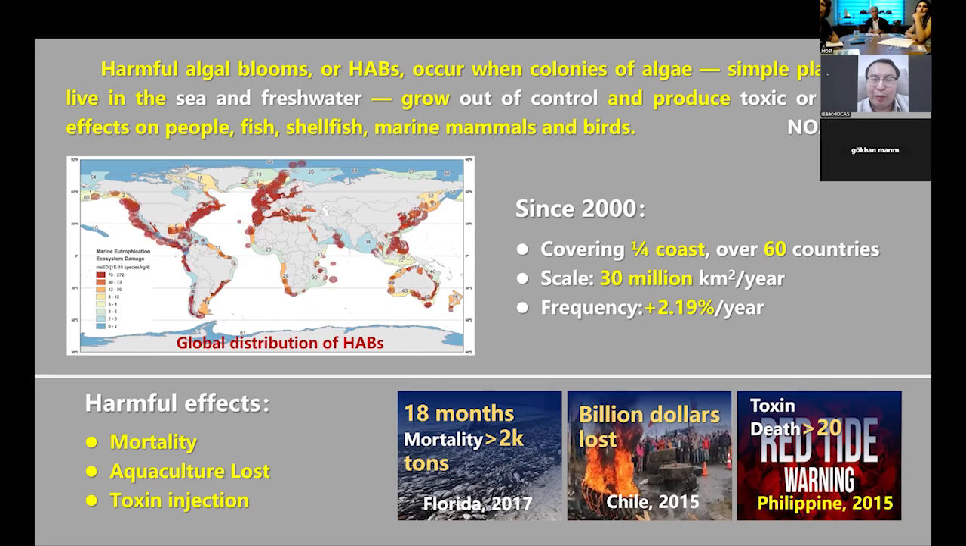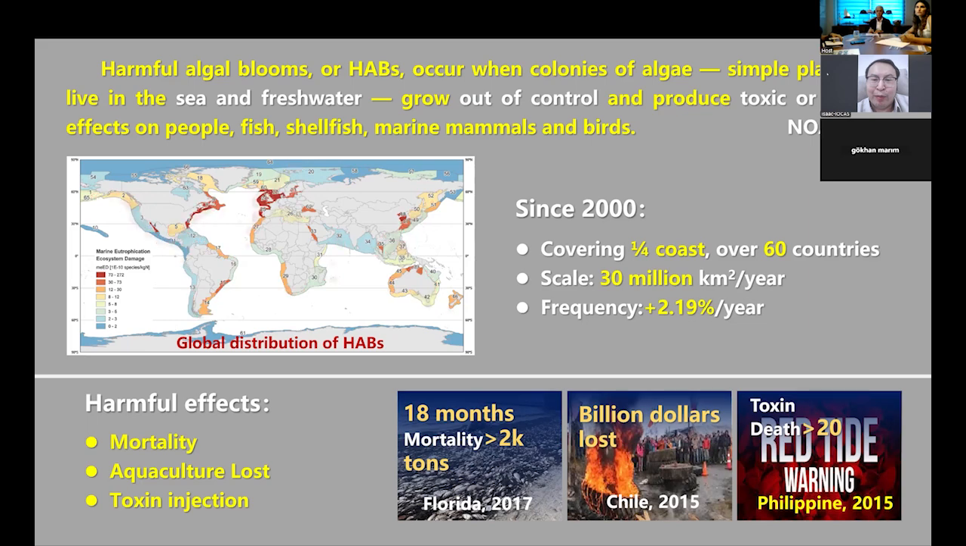For instance, in Florida, the HAB lasted 18 months, and 2,000 tons of the marine organisms died because of this kind of problem. 2,000 tons. And it caused $1 billion lost of the agriculture, especially the salmon agriculture, due to the HABs in 2015 Chile.